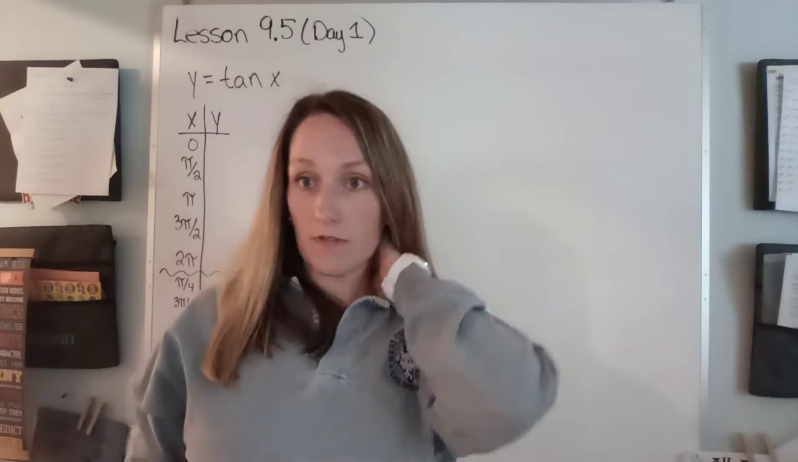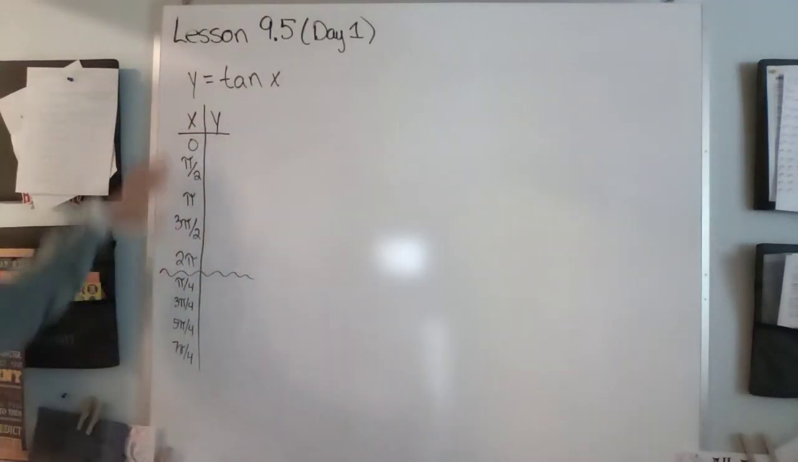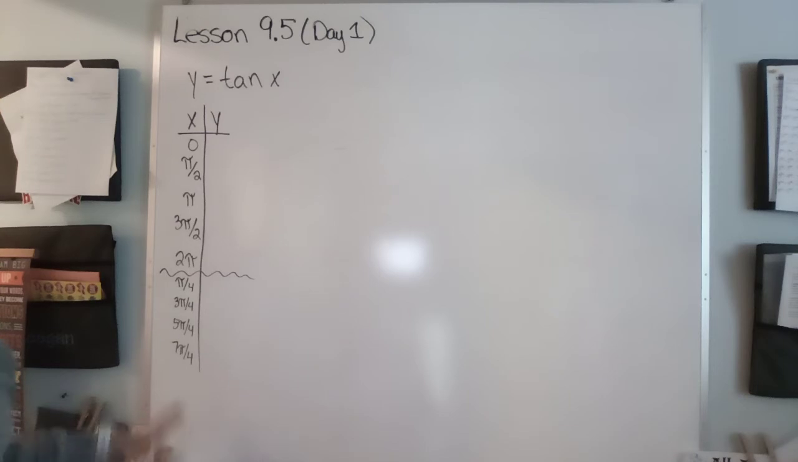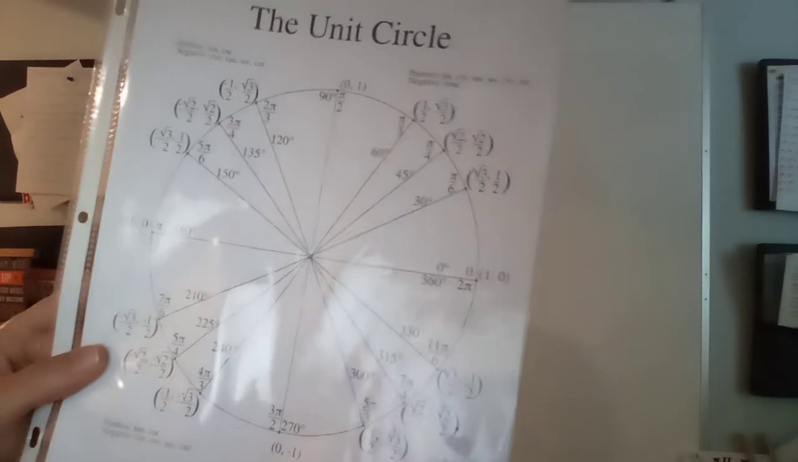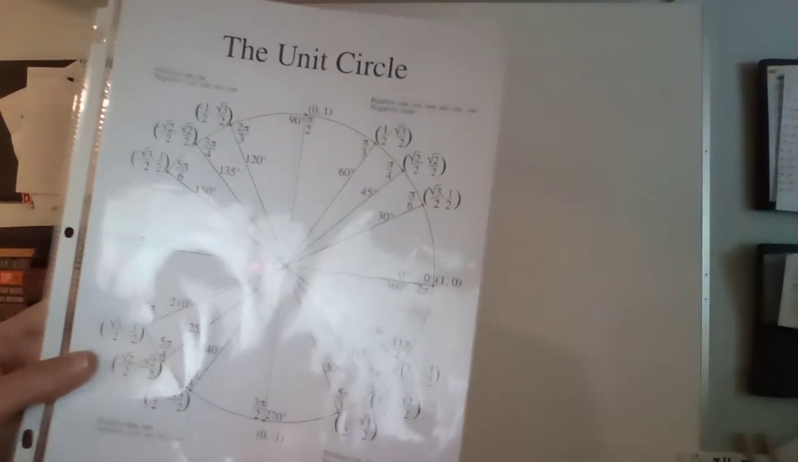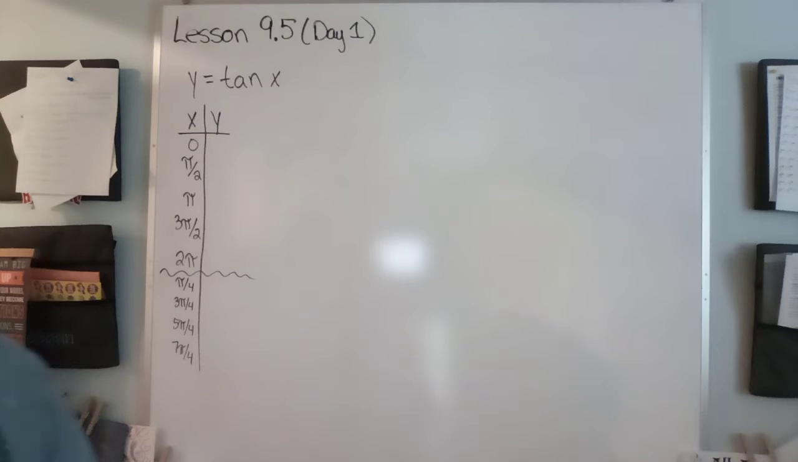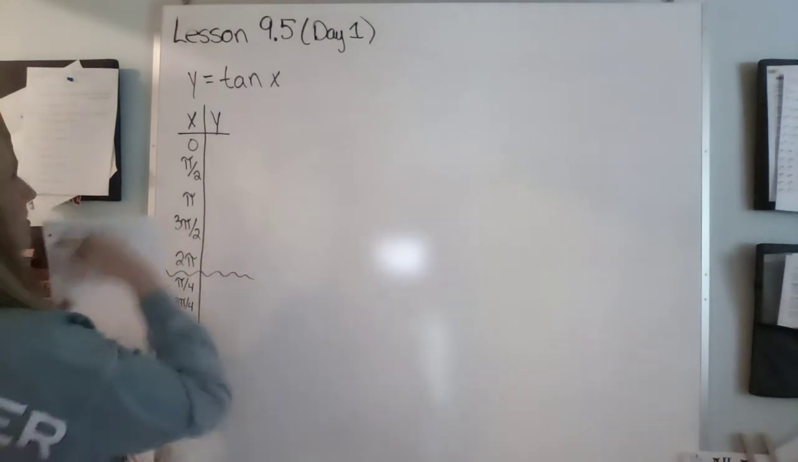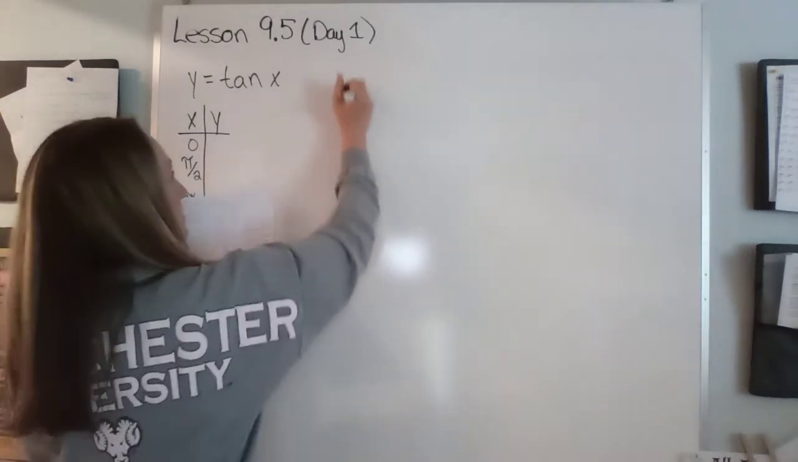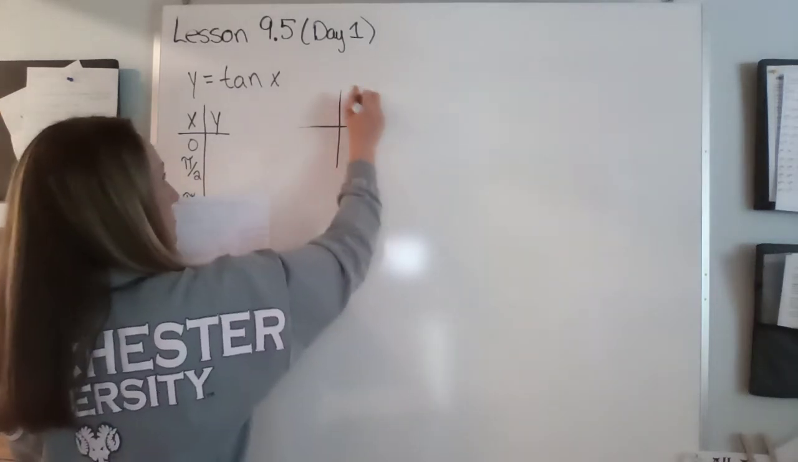So the tangent parent function, you're going to, again, use these core points, and then we'll transform them for the transformation functions. So remember, for tangent, the ratio is y over x. So I'm going to be, again, referring to the unit circle, and that's where I'm going to get the points to come up with the correct y values, okay? I'll draw the unit circle so it makes more sense.